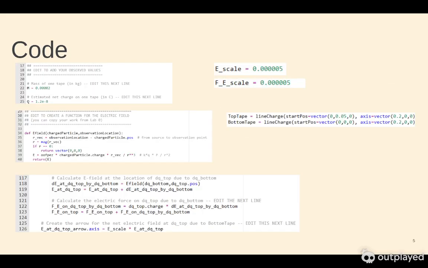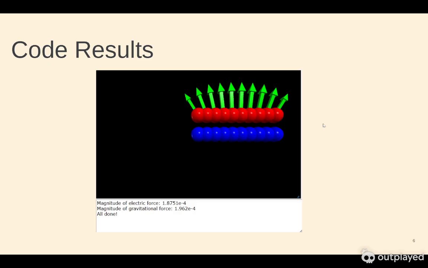Code: this is just most of where I edited the code. So we have the code from Lab 0 to calculate the electric field. We also have the electric field at the location of dq due to the bottom of dq. And then we have the electric force on top of dq due to the bottom of dq. And we have the arrow line, and then my scale was very, very small. And then we also see here that this is where I put the distance between the tapes on the top tape. And this was my result.